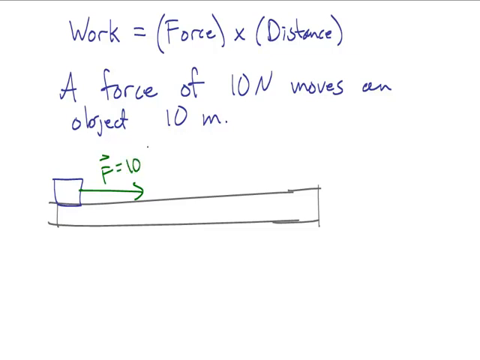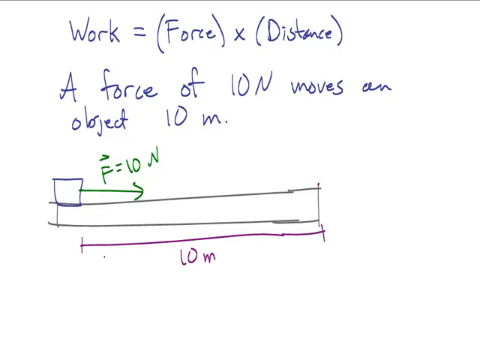It is given by 10 newtons, and so if we were going to be drawing this and wanted to be precise, we would make this length 10 units, whatever the unit happens to be that we're drawing with here. And let's suppose then that we are going a distance, as we said, of 10 meters. So the box will end up right here at the end of this plank.